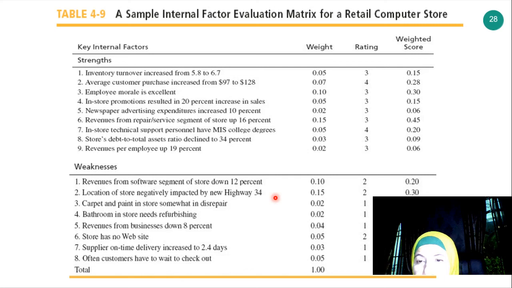And your weights, when you add them all, should not be more than 1. The ratings you don't need to sum up. They are just a component to be multiplied with the weight in order to get the weighted score.